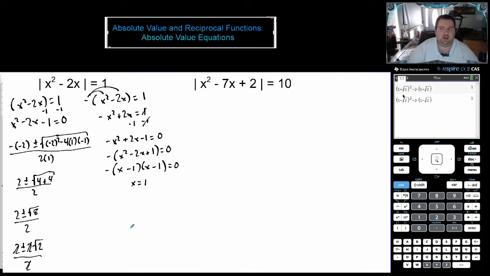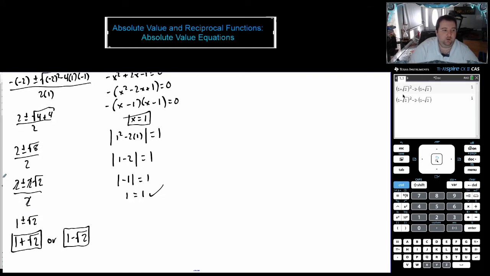Let's try this out. I don't need my calculator for this one. So we're going to have the absolute value of 1 squared minus 2 times 1 equals 1, which is the absolute value of 1 minus 2. 1 minus 2 is negative 1. Is the absolute value of negative 1 equal to 1? Yeah, for sure. All right, so we have 3 solutions that work here.